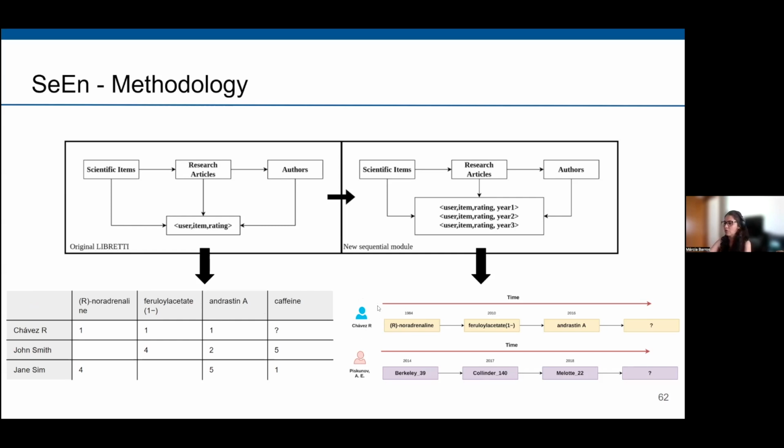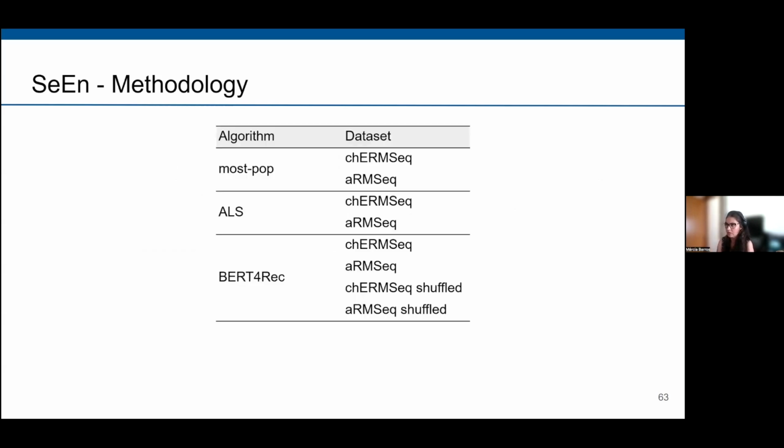Okay, so for this user, in 84, the user wrote a paper about this chemical compound. In 2010, about this one. 2016 about this. And so what would be the best next item for this user? We tested different algorithms, the most popular, ALS, and we tested the BERT4REC, which is a specific algorithm for sequence-aware recommendations. We, of course, tested these algorithms with the sequence and with a shuffle of the sequence.